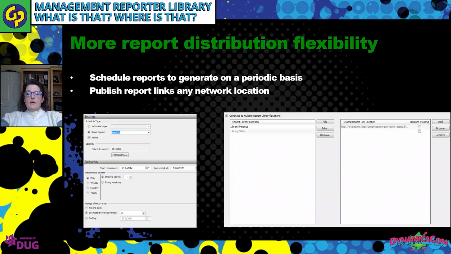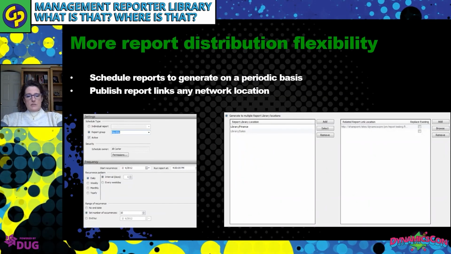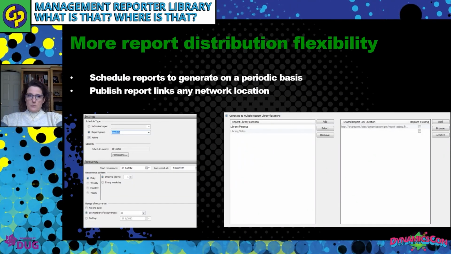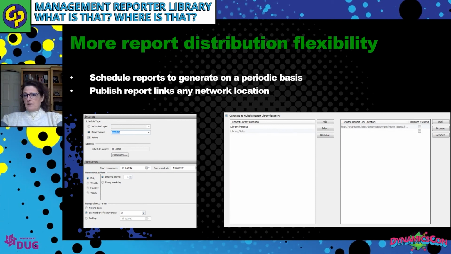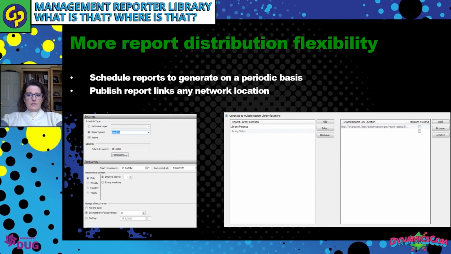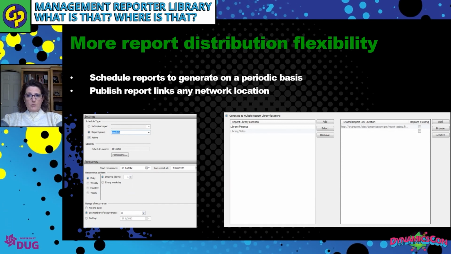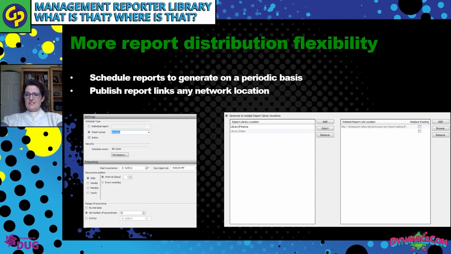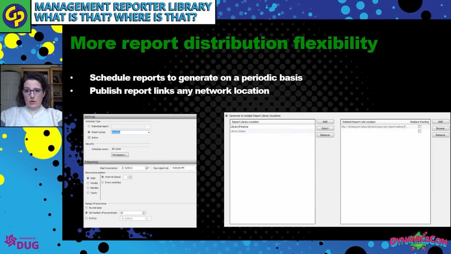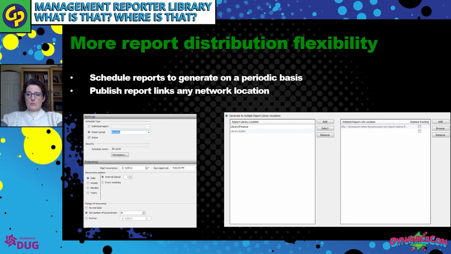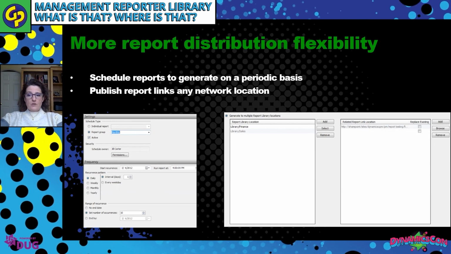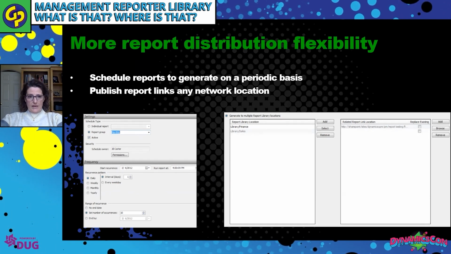The next thing I want to talk about, as part of distribution, is being able to schedule reports on a periodic basis. That can be an individual report or a report group. This works very similar to setting up a recurring meeting in Outlook. While there's no automatic email generation process, you can publish links to a network file share. So that's what you're seeing on the right-hand side.